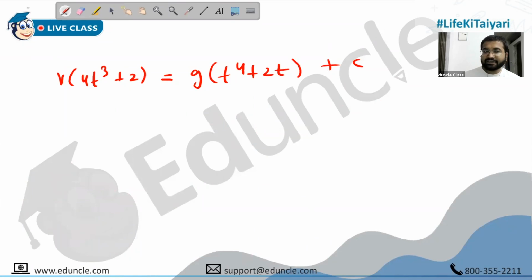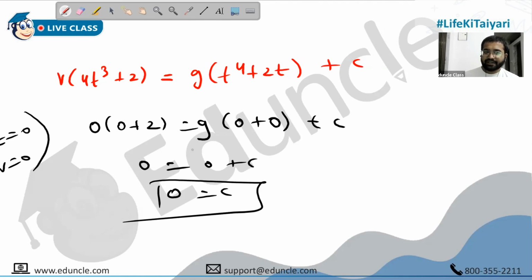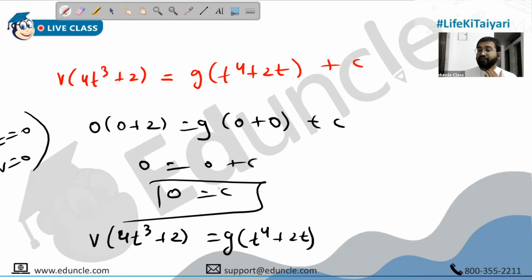Now our responsibility is to find constant c. They have given us when t is 0, velocity is 0 because it started its motion. So 0 into 0 plus 2, this is g into 0 plus 0 plus c. So 0 is 0 plus c, constant is 0. So our answer is v into 4t cube plus 2, this is g into t raised to 4 plus 2t. And now they are asking us to find velocity at t equals 1 second. Substitute t equals 1. So v into 4 plus 2.